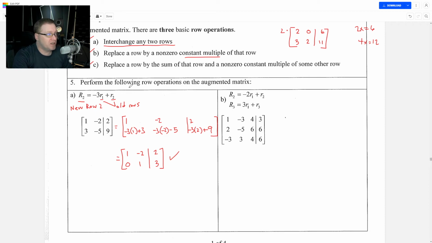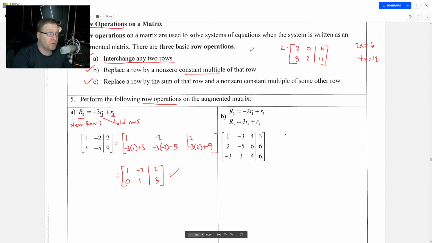We did a row operation on this matrix. Now, the cool thing about row operations is that it will always keep the system of equations that we're working with the same. So this one and this one are actually the same. They represent the same system of equations, just in a different way. Okay? So same system of equations in a different way.